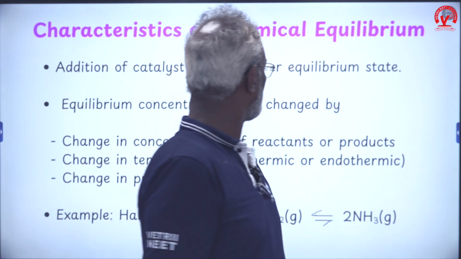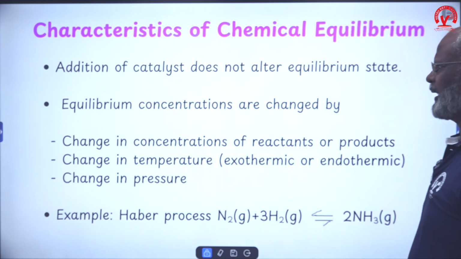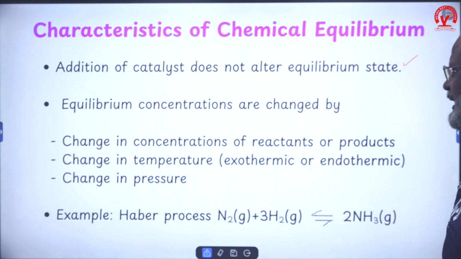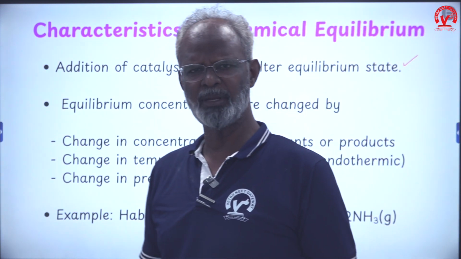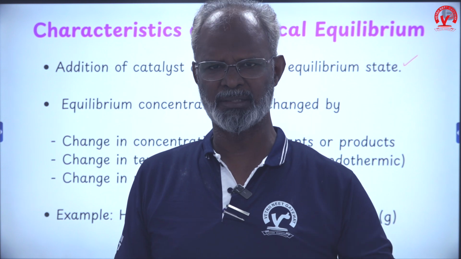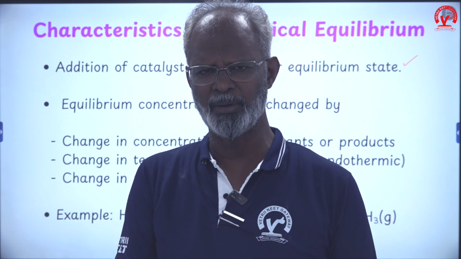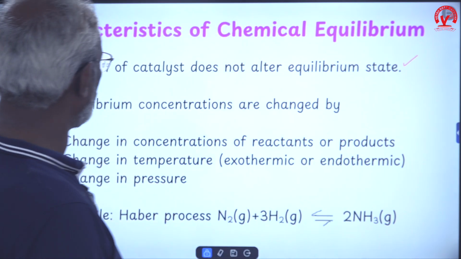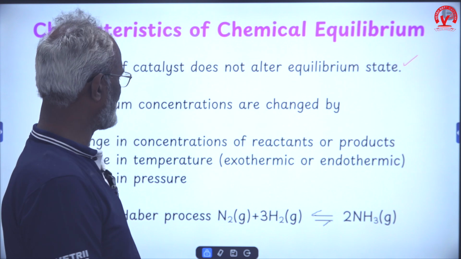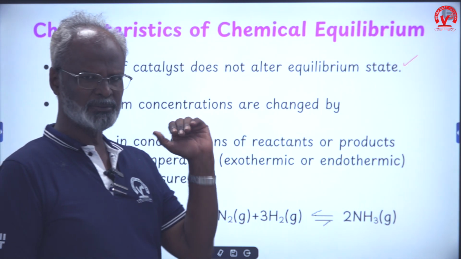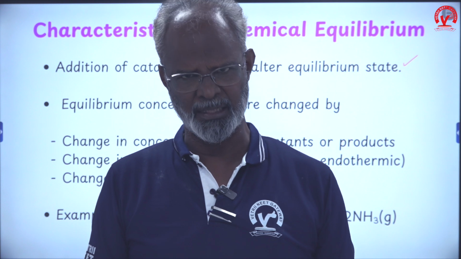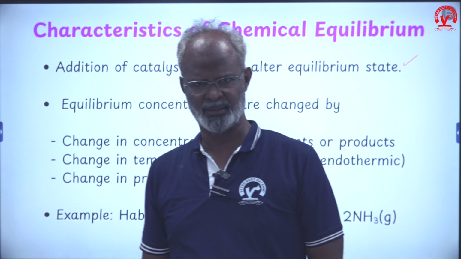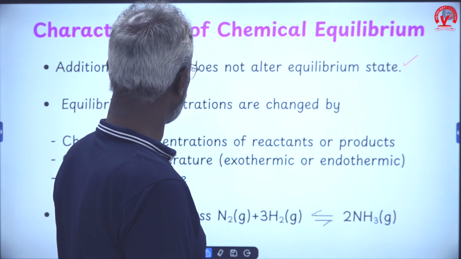Now we will see some characteristics of chemical equilibrium, right? So you must know, adding a catalyst does not alter the equilibrium state. When we say equilibrium state, we mean the relative concentration of products and reactants, where the equilibrium constant remains the same and does not change. So the catalyst only helps to attain the equilibrium faster. If you use a catalyst, we will attain the equilibrium state faster than without a catalyst. For that only we are using the catalyst.